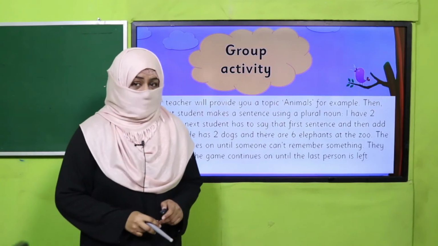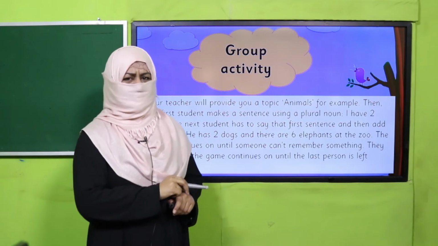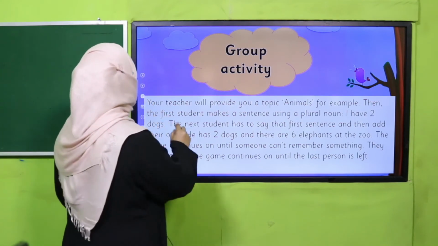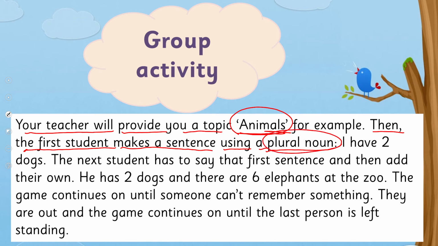So after understanding these rules in detail, it's time for an activity. Are you ready for that? Okay. Your teacher will provide you a topic, for example, animals. Okay, this is the topic. Then the first student makes a sentence using a plural noun. This is the rule. You will make a sentence by using a plural noun. For example, I have 2 dogs.